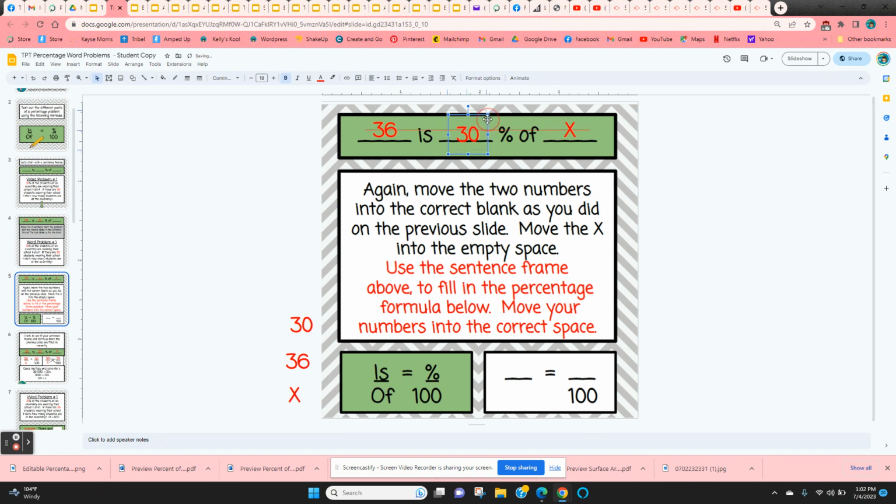Now that we have the numbers in the correct place in the sentence frame, we can put them into the formula: is over of equals percent over 100. The number next to is 36, so we're going to place it here. Of, the number next to of is actually the variable X. And then the percentage is 30. Now that we have it in our formula, we can cross multiply or use means and extremes and solve for X.